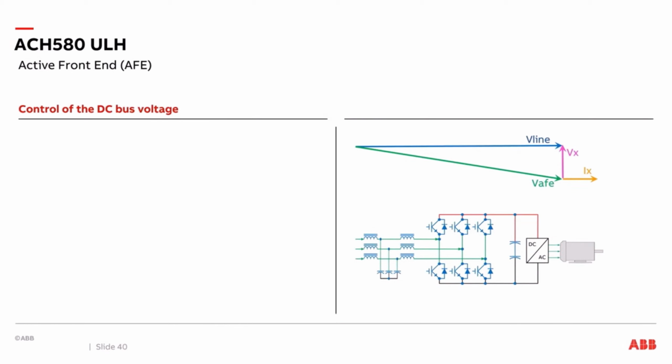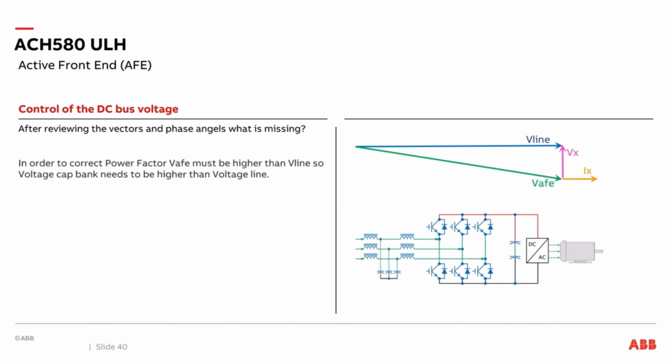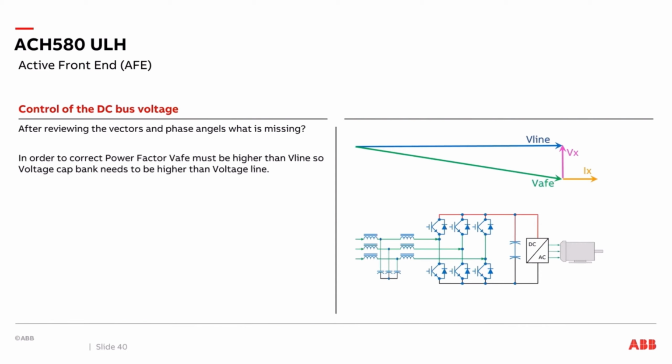Talk about the active front end and what controls the DC bus voltage. A question we need to ask is, after reviewing the vectors and the phase angles, what is missing? In order to correct the power factor, the voltage of the active front end must be higher than the voltage of the line, so the voltage of the cap bank needs to be higher than the voltage of the line. We advertise that the drive can support full voltage to the motor with a low input voltage.